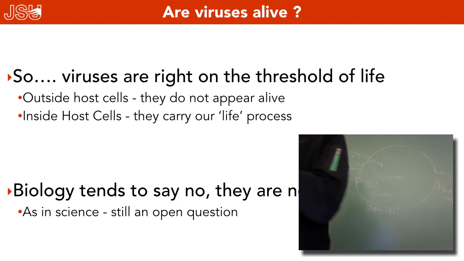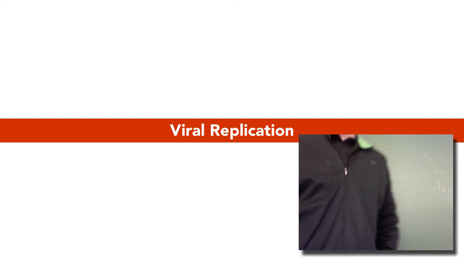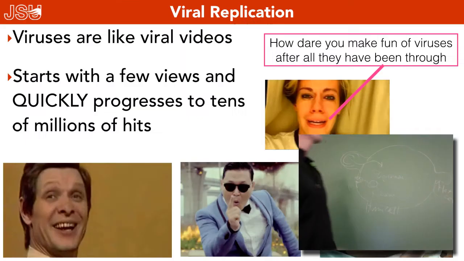All right. Onward and upward to viral replication. Okay, so viral replication. Viruses are a lot like viral videos. They start with a couple of views, and then all of a sudden you start putting them on Facebook, and then you start sending them to friends and all that, and then they get millions of hits, right?